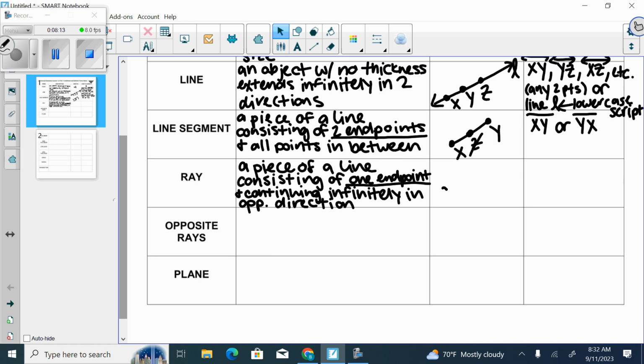So this one's going to have one endpoint here and then continue in the opposite direction infinitely. Just like a line segment, it could have several points on it. Maybe I name those points again, just X, Y, and Z.